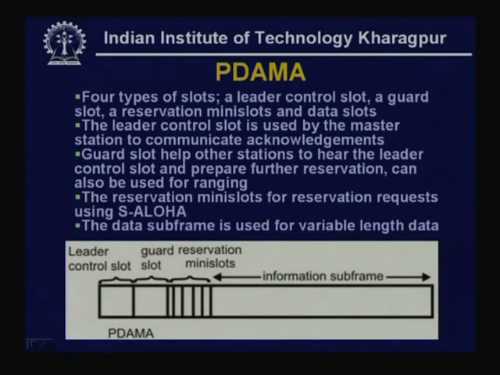PODA-MA has 4 different types of slots: a leader control slot, a guard slot, a reservation mini slot, and data slots. The leader control slot is used by the master station to communicate acknowledgement to all the other stations. The guard slot helps other stations hear the leader control slot and prepare for the reservation, and it can also be used for ranging.